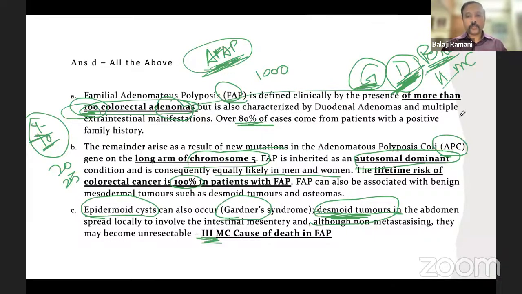The questions that are commonly asked are: which is the gene which is mutated, which is the APC, the long arm of chromosome 5; which is the most common cause of death, the second most common cause of death, the desmoids related to that. Questions can come. So these are some common questions that keep happening as far as adenomas and FAP are concerned.